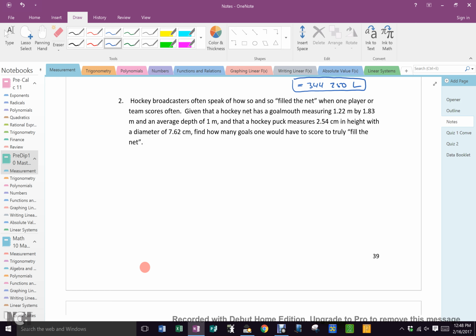Is this surface area or is it volume? I am filling the net. It's volume. So if I find the volume of the net and I divide by the volume of a puck, I'll know the answer, won't I? No. Why? You do have to do some subtraction. Yes, absolutely.